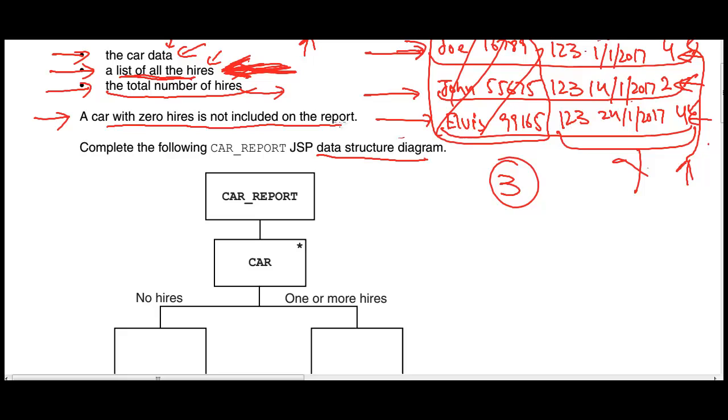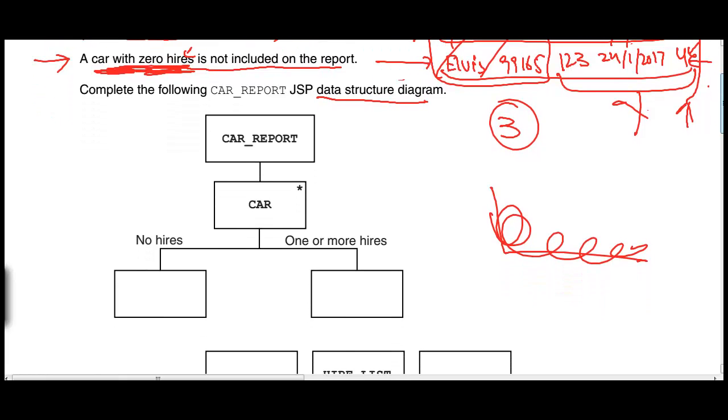So we are not going to include this car which has not been hired even once in our report, which basically means what? There is a choice here, right? We are making a decision, and the decision is that if a car has no hires, then we are not going to proceed further. This is not going to be included in our car report. But if a car has 1 or more hires, then this car is going to be included in our car report. So this is an if situation.